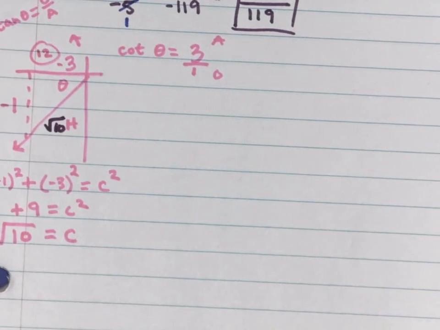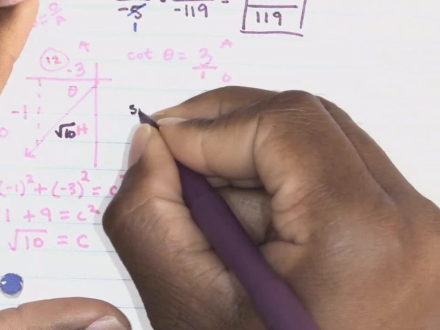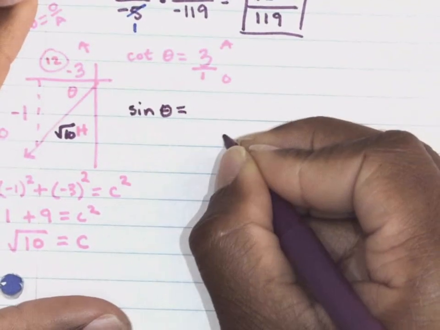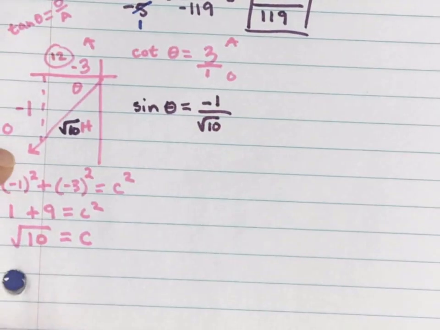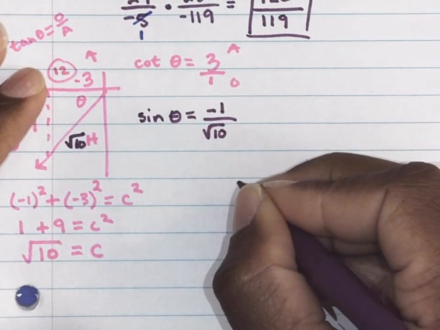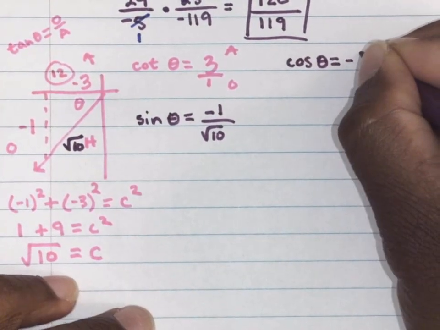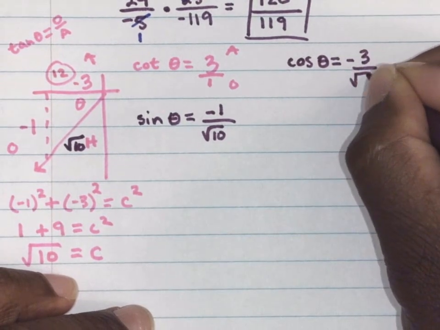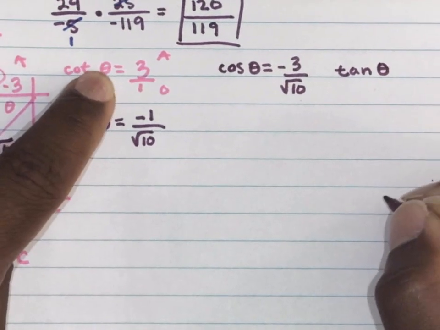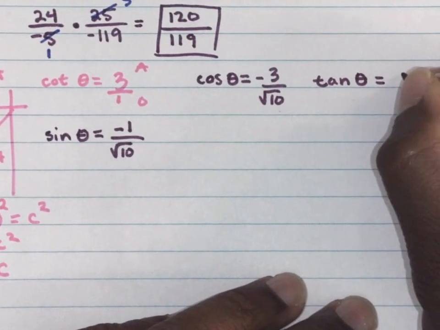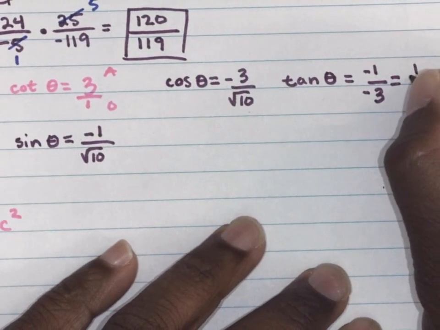All right, so let's get our other ratios, and then we'll find the pieces we need. So sine of this angle is opposite over hypotenuse, and I'll leave it like that. Cosine is adjacent over hypotenuse. Tangent is just this flipped. It would be -1 over -3, so just 1 over 3.